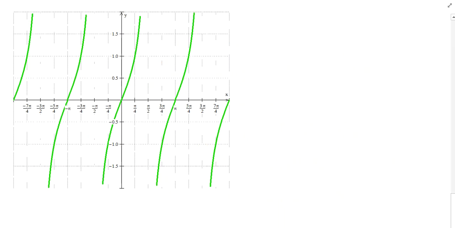So this one here is our tangent graph, and it's based on, again, the 0 points here for 0 slope and the asymptotes, which are our undefined. So we have the negative pi over 2, and then the 3 pi over 2, and the negative 3 pi over 2 visible in this view.